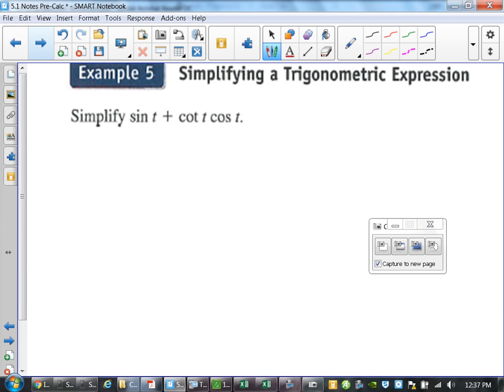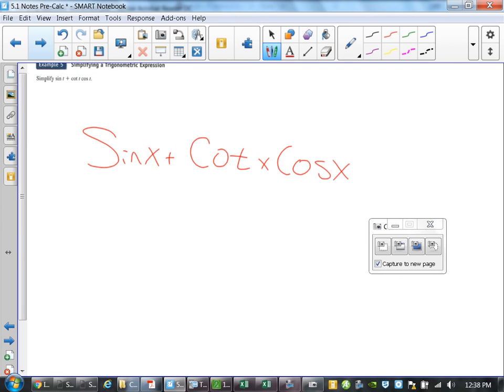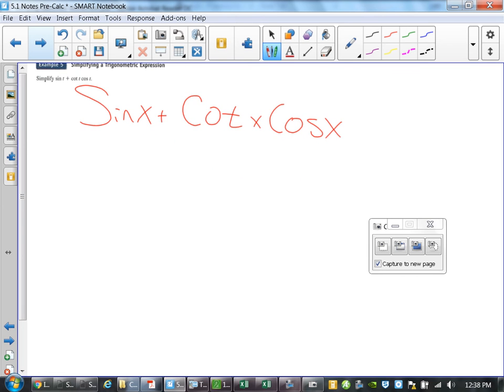Try and simplify this. See what you can do. Simplify this. See what you can do. Sine plus cotangent cosine. Take a minute. See if you can figure that out.